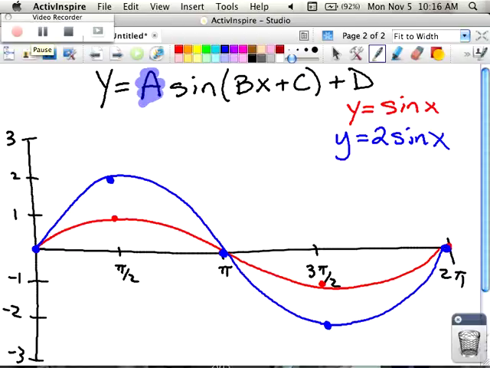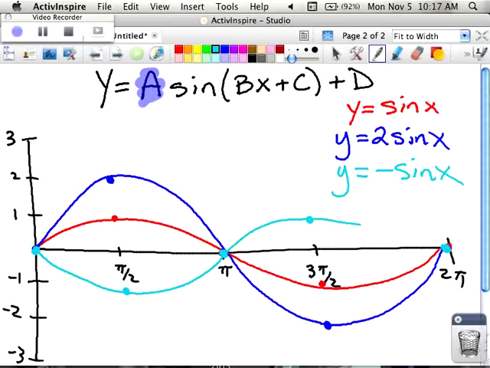Here we go again. What's that going to do? Flip it, just like every other graph we've ever done with a negative in front. All it does is flip it. So this negative sign is actually associated with the A because it's -1.